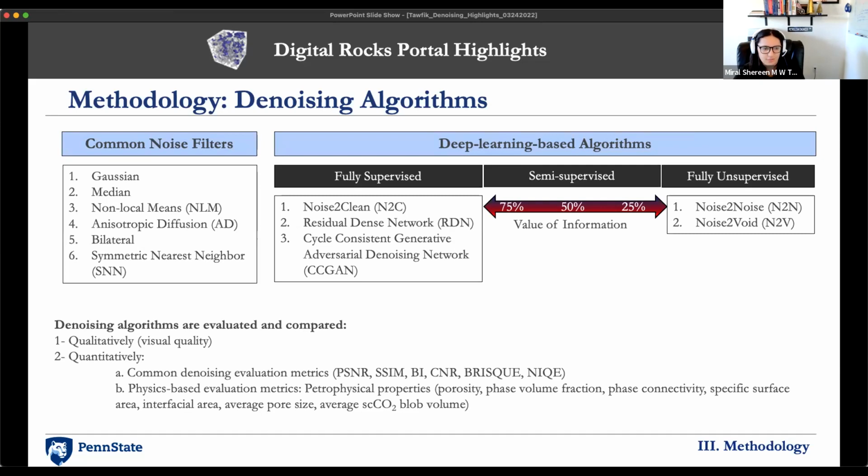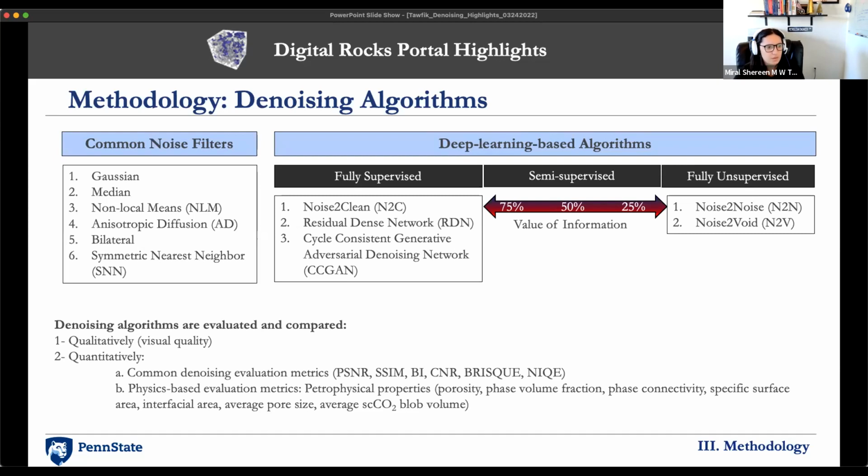This can be useful, for example, when we need to scan the full length of the core at high resolution, but we have limited resources like limited time on the scanner or limited budget. So we wanted to see if we can scan only a portion at high resolution and high exposure and use the low exposure time for the entire core while being able to maintain accurate petrophysical analysis through the semi-supervised denoising method.